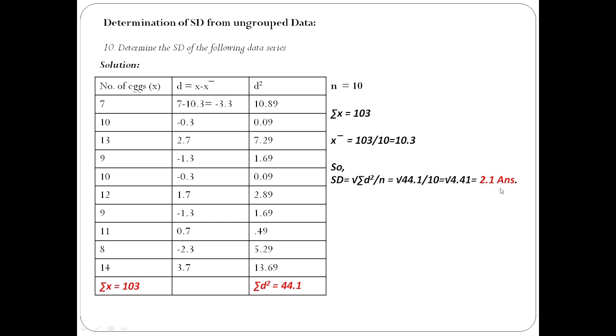That is the answer, and that is the way of calculation of the standard deviation from the ungrouped data, where the problem of ignoring the negative sign is solved, because we are squaring over here and then we root over the thing again. So in that way the value of standard deviation is obtained here, it is 2.1.